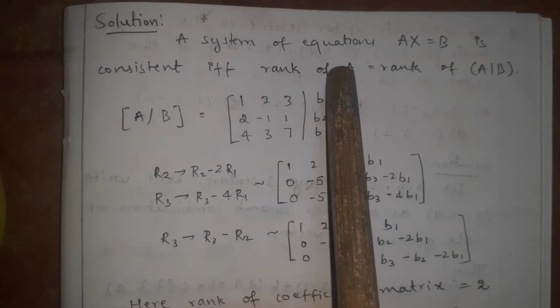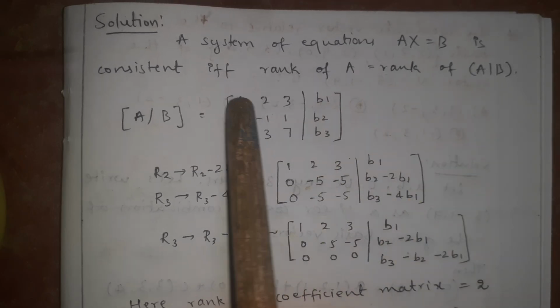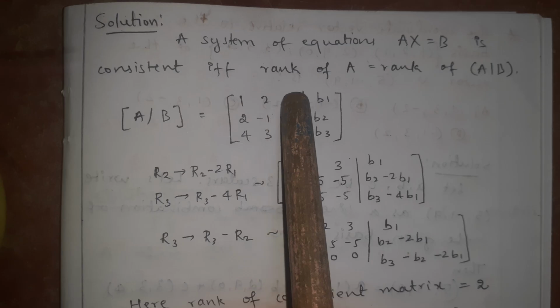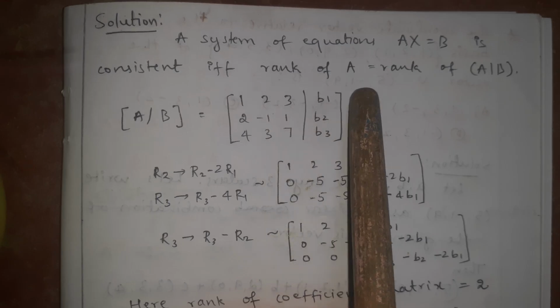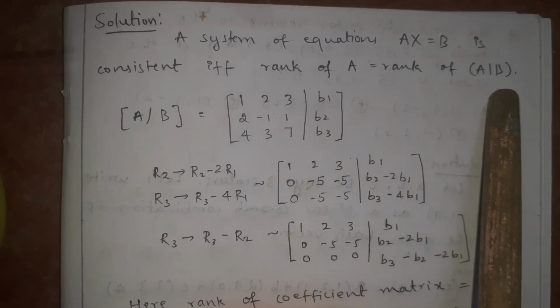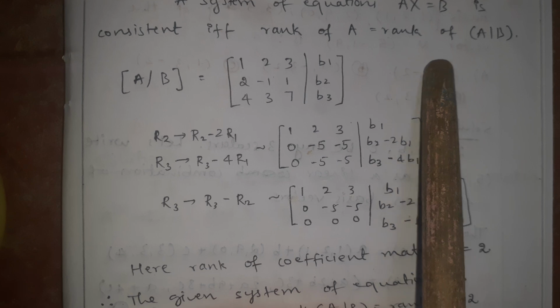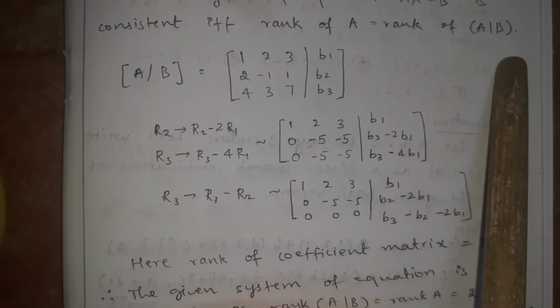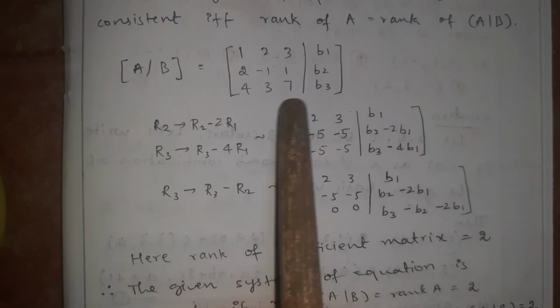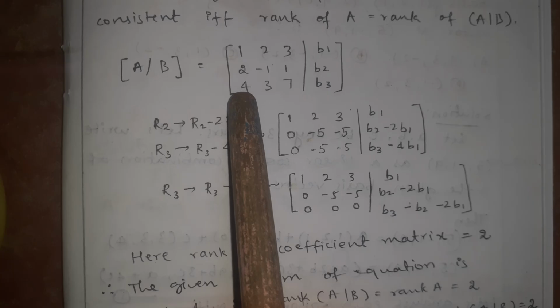A system of equations Ax equal to b is consistent if and only if the rank of the coefficient matrix equals the rank of the augmented matrix. That is, rank of A equal to rank of A B, that is the augmented matrix. So what do you mean by augmented matrix? If you write the coefficient matrix along with the last column b1, b2, b3, then this matrix is called the augmented matrix.